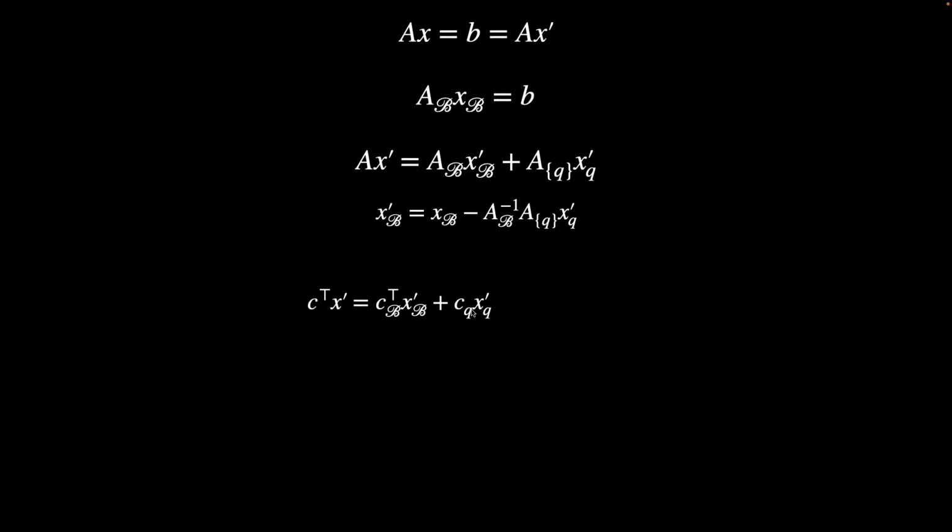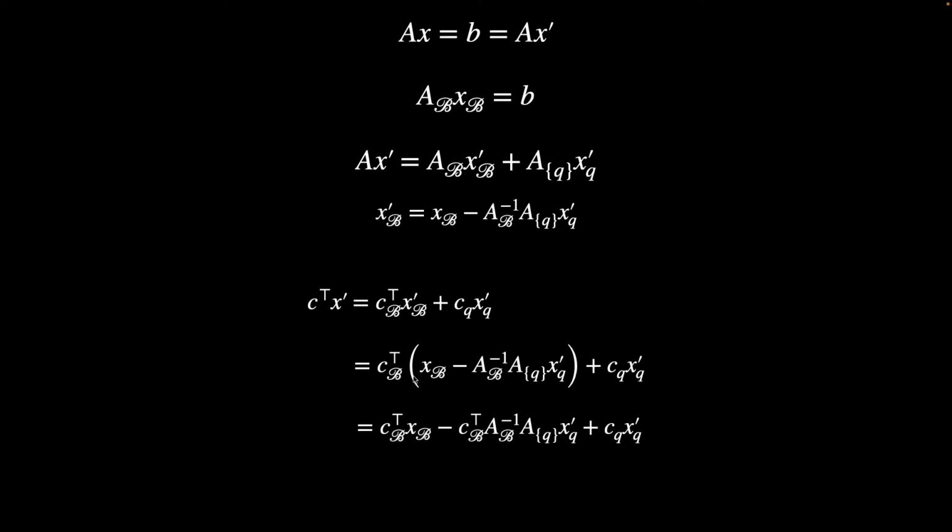And now we can make some simplifications here because we've solved for x basis prime. So we can now plug this in to this expression. And what we end up with is now going to be this term here. So all we've done is just plug in x basis prime. And now we can make some simplification. Okay, so just distributing the c basis transpose here, we end up with this term. But now notice that this c basis transpose A basis inverse, well, that's just lambda transpose, right? Because we saw from before that lambda was equal to A basis inverse transpose c basis. So this term here is just lambda transpose. Okay, so we can substitute that in now.